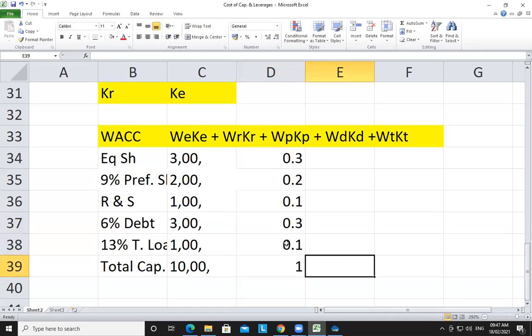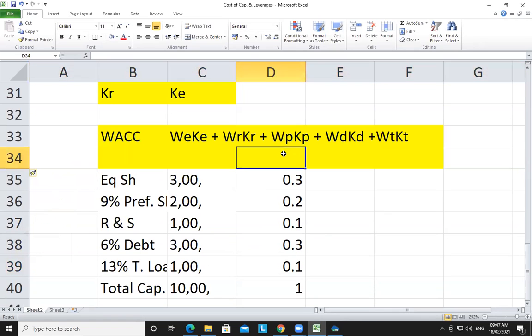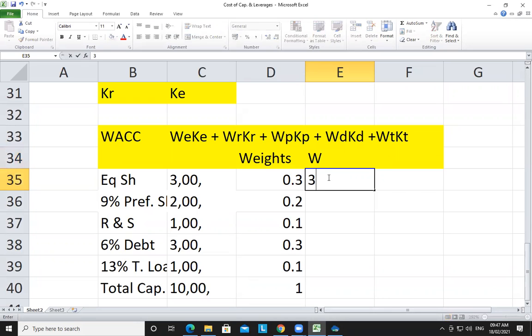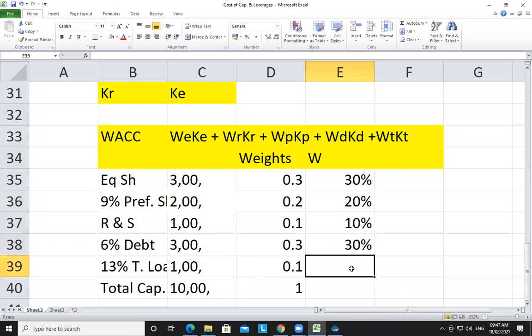As Sri Hari has rightly stated, you can take 100 also. So here, these are your weights. Alternatively, you can also write 30%, 20%, 10%, 30%, 10%, 100%. Am I right?